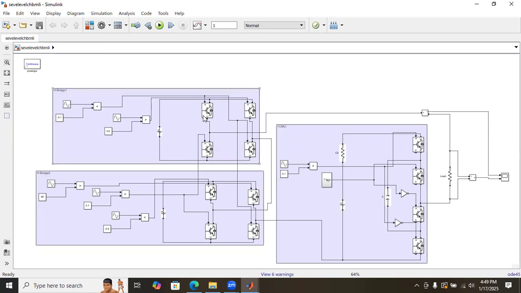Initially, one bridge will be active. This is where the 12 volts is connected. It will flow through this, and this switch will be on. It will flow through this capacitor, and this switch will be on. It will go to the second bridge, this switch and this switch will be on. So it will flow through the switch and reach the first bridge. That is 12 volts minus VC. That is the first level.